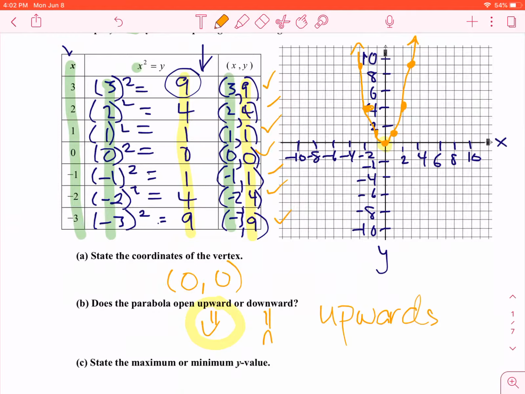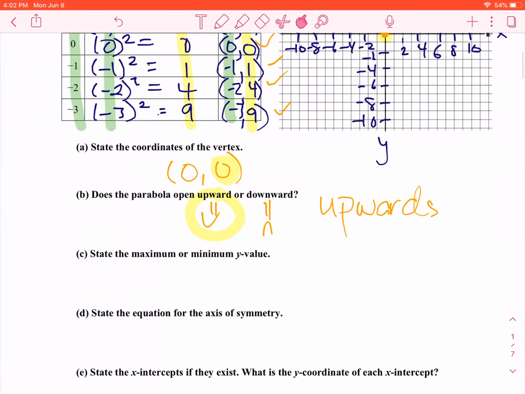State the maximum or minimum value. So the minimum value is the y part in our vertex. So in this case, it will be y equals 0, and it is a minimum at y equals 0.